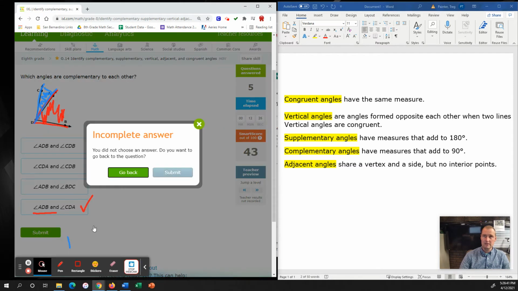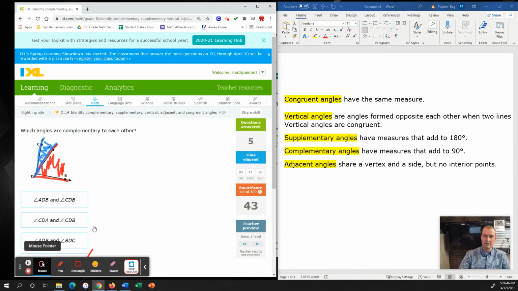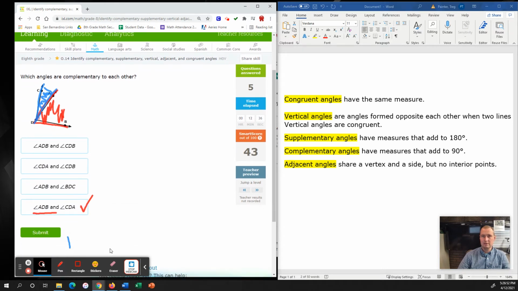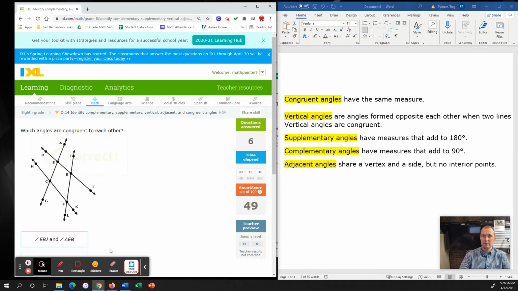All right, so we're gonna go ahead and submit that. Ooh, we want to go ahead and go back and actually select it first. I'm glad they give us that option because I really don't want to get it wrong, because when I get it wrong, it makes my score go down. So select it first, get our points, and there we go.